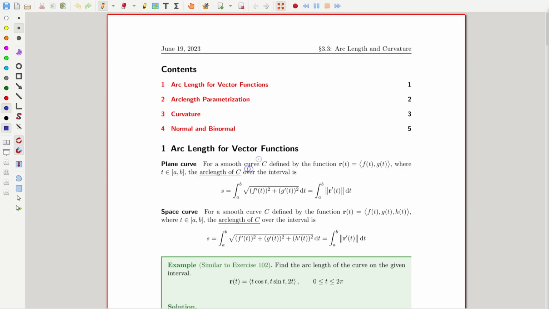Here we have a curve C that is defined by this vector valued function, R, with component functions f and g of t, where t runs from a to b. And then we want a way to calculate the arc length of the curve over the interval. Well, there's this integral that we can perform, where for each of the component functions, we take their derivatives, we square them, we add them together, and then we take the square root, and then we integrate that resulting function from a to b.